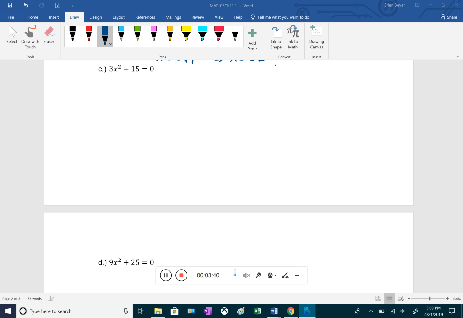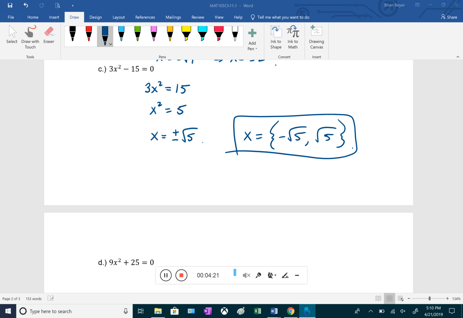Next one, 3x squared minus 15 equals 0. So first we have to add 15 to both sides. So 3x squared equals positive 15. Divide both sides by 3. So once again, all we're doing is isolating the x squared first. So 15 over 3 is just 5. So now we take the square root of both sides and we get plus or minus the square root of 5. We can't simplify that at all, so we're just going to leave it like that. And our solution set is going to be negative square root of 5 and positive square root of 5.